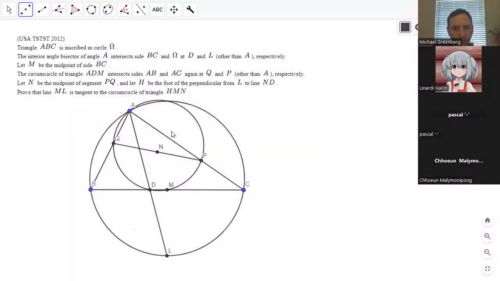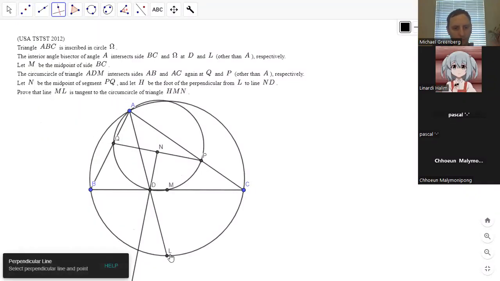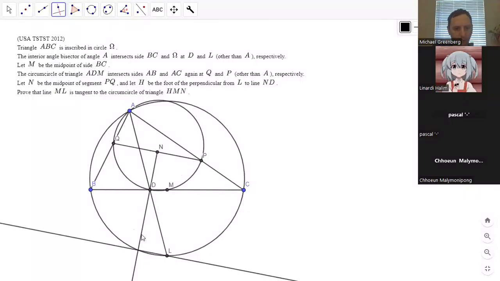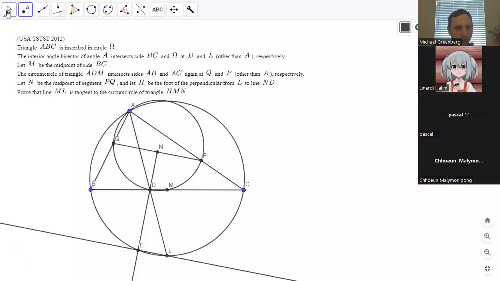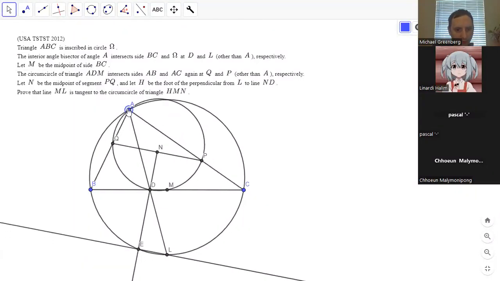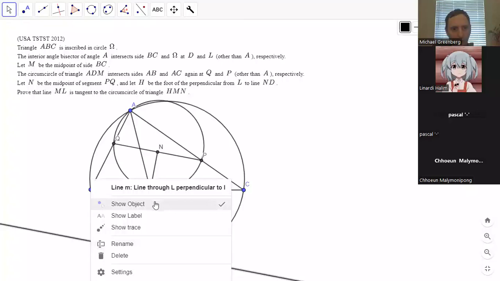H is the perpendicular from L to ND. This is a little strange, but interesting. I wonder if it lies on a circle. So maybe we'll end up proving that, but it looks like that might be true. Let's just make sure that that's true for any configuration. Okay, so this would be H. I don't know why it lies on a circle yet, so we'll see why that's true.